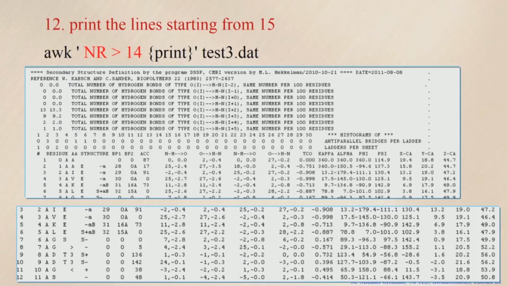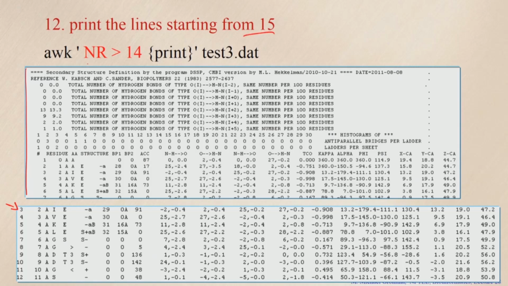So, the next question: print the lines starting from 15. Here this is your DSSP file, and these are the command information. The actual result starts from here. If you want only this data as input to another program, because they do not need all these unnecessary data, in this case you want to have the lines which start from 15.